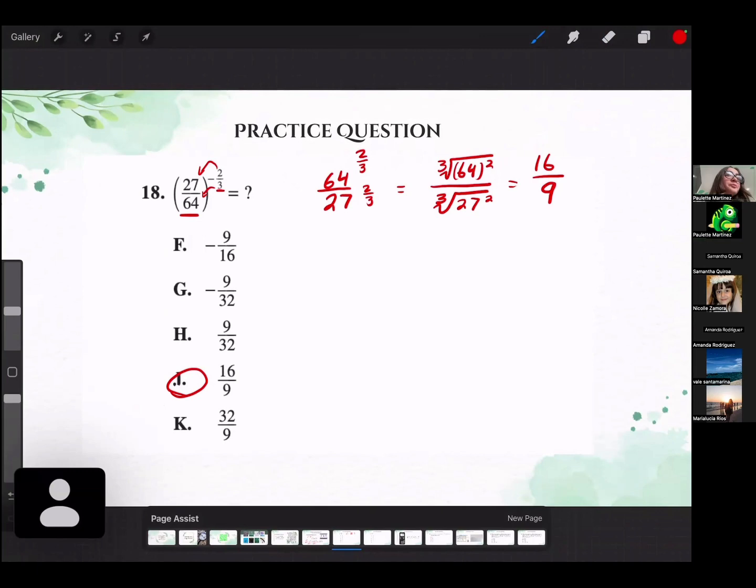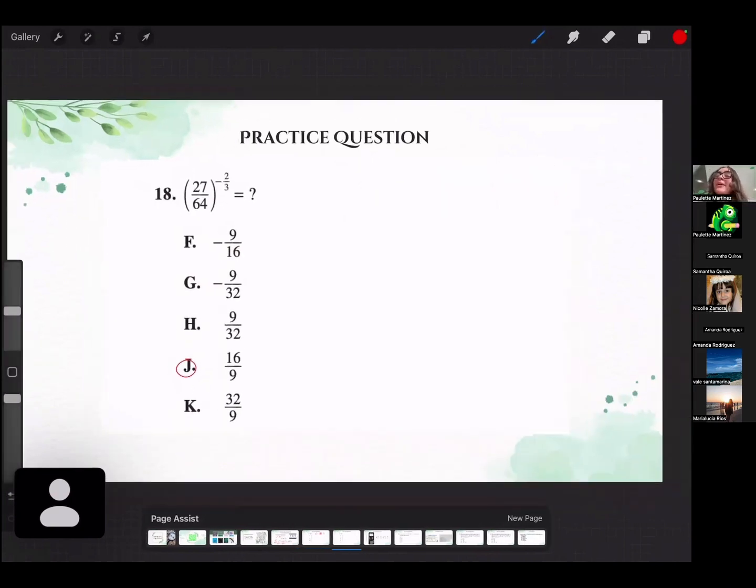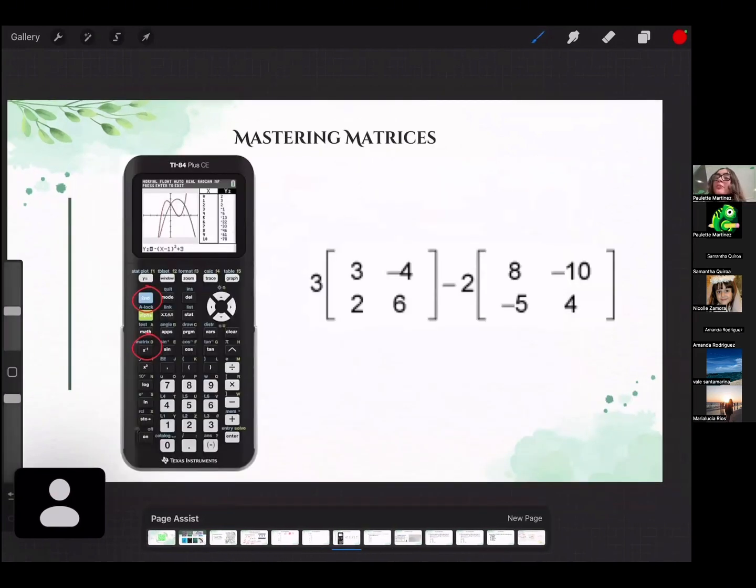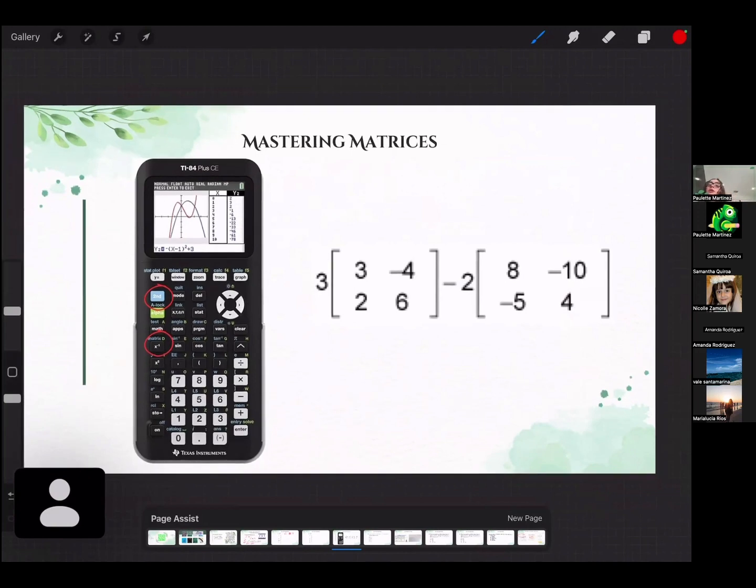We good? Yes. Beautiful. Okay, next up, we're going to go over matrices. Does anyone have any questions about how fractions work on the exponential, like when it has a negative exponent? Are we all good with what a reciprocal is? Yes? Okay, beautiful. Okay, next we're going to go into matrices.